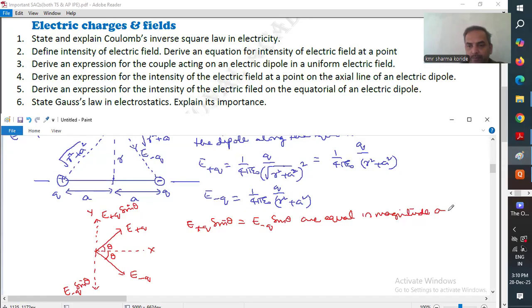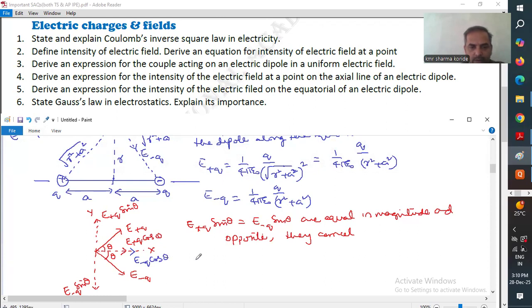and opposite, they cancel. They cancel. Whereas there are other components, because the component of E plus Q is E plus Q cos theta. In the same way, because E minus Q is acting in the plane of positive x and negative y, E minus Q also will have its component, which is joined with the component of electric field due to the positive charge.